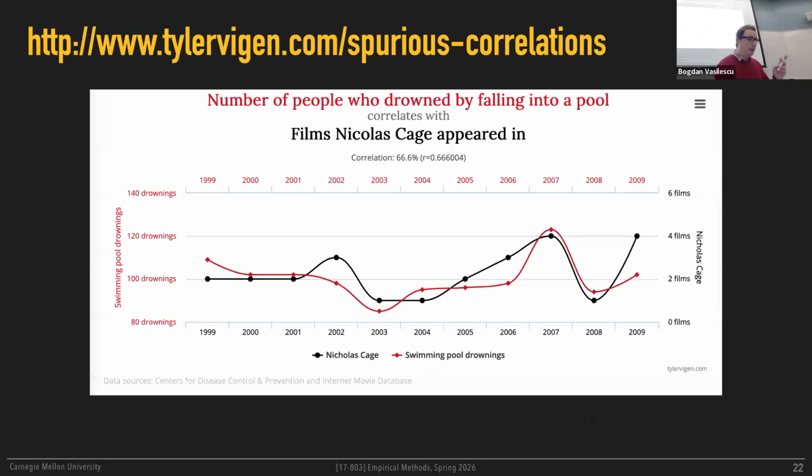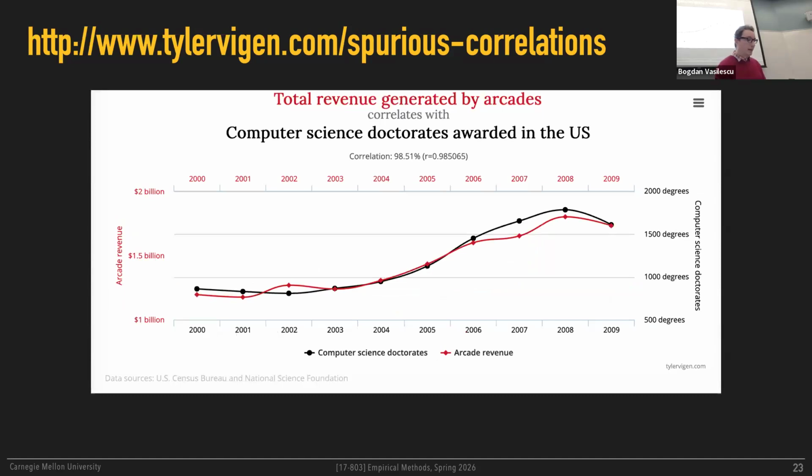Okay. Yeah, and you've seen sort of memes like these, I'm sure, many times. Nick Cage, favorite actor of mine. Apparently, the number of movies he appears in correlates very highly with how many people drown by falling into a pool. And you've seen many such examples. Computer science doctorates awarded in the US versus total revenue generated by arcades. So arguably, these things are not related. These are just coincidences.